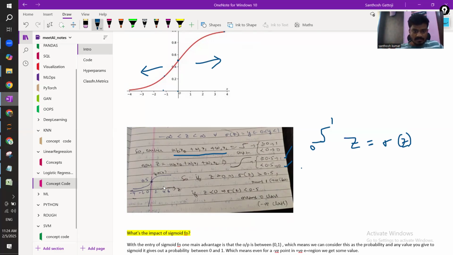This is for one point, W1 x1. If you go to another point, it will become some other W3 x3. For every point you take, put it into this equation and give it to sigmoid. Sigmoid will give you an output. Based upon that, if that output is greater than 0.5, I will say one class. If it is less than 0.5, zero class. Agree? Clear?